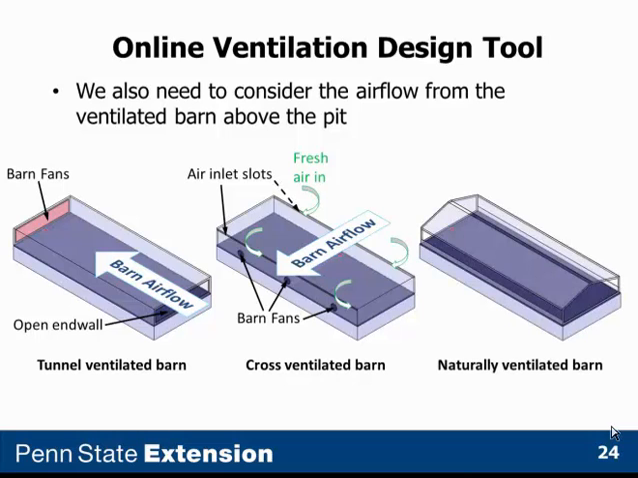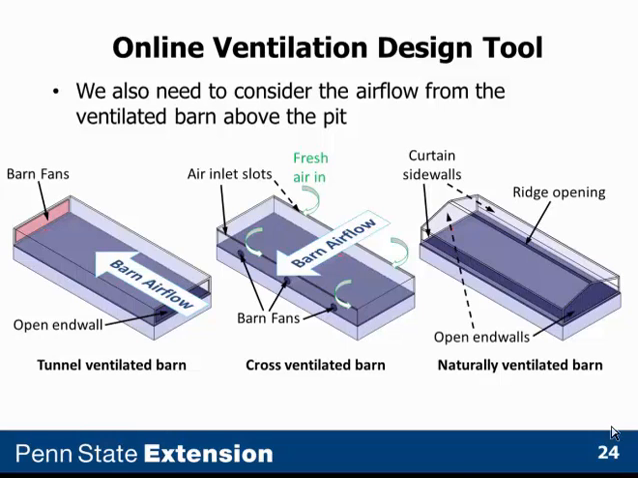And then, of course, we have naturally ventilated barns that would have open side walls, or certainly openable side walls. We'd have a ridge vent. We'd have end walls that either can be open, or they could be enclosed, or they can be partially enclosed. We'll look at that more closely in a few moments. And of course, the airflow direction of the barn ventilation would be in the direction of the wind.